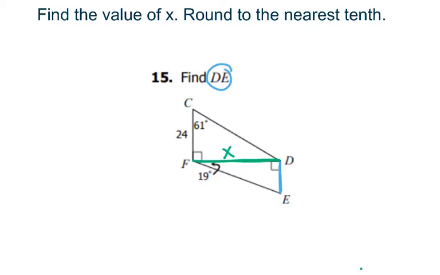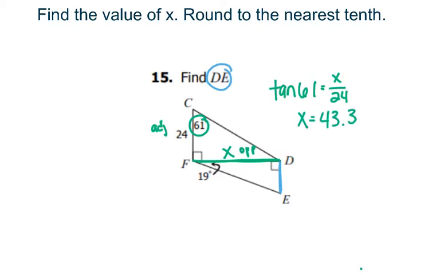Okay. So if I look at just the top triangle, I'm talking about 61. X is my opposite side, and 24 is my adjacent side. So the trig function I need to be using: tan 61 equals x over 24. Obviously, I'm going to multiply both sides by 24. I get that x is 43.3.